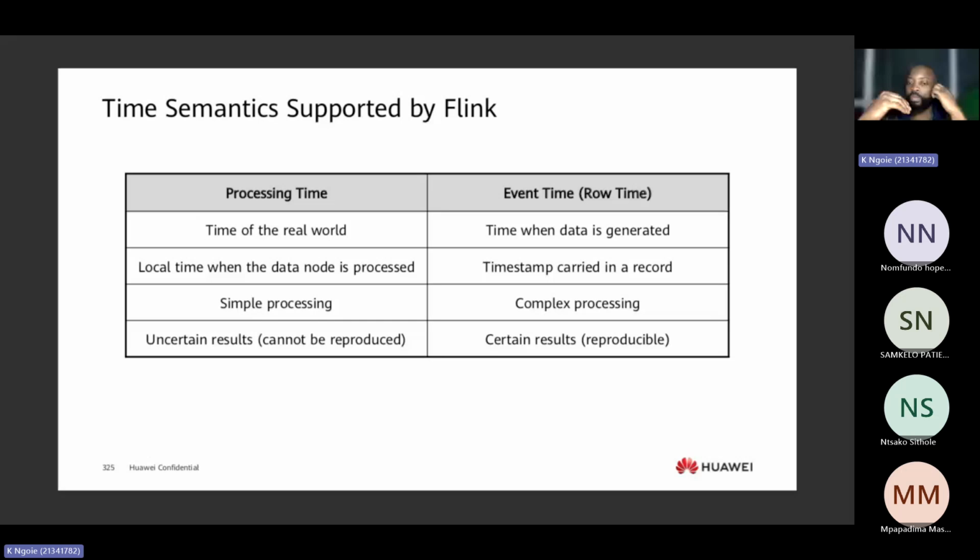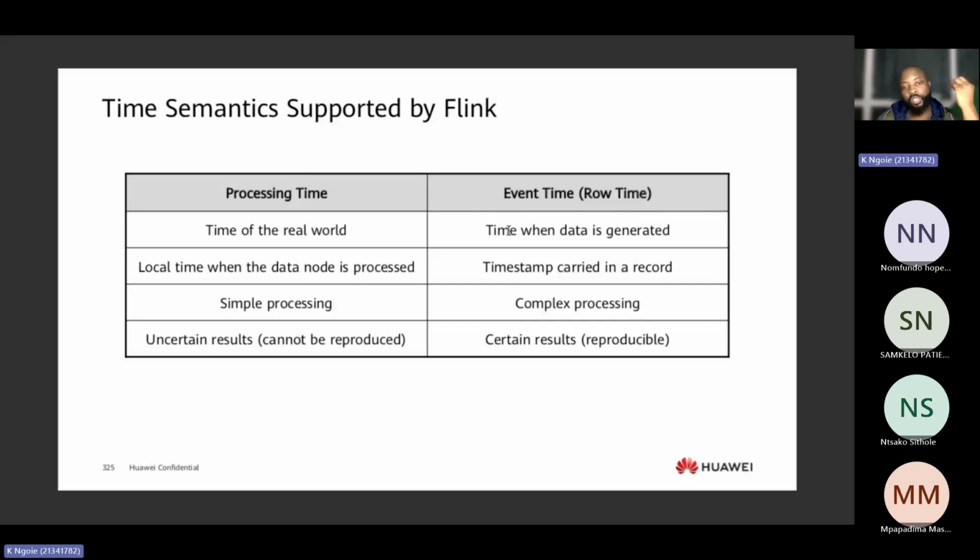So understanding time semantics in Flink is very crucial. Why? Because of stream processing. Events are happening in real time. So in Flink, we have processing time and event time. Event time can also be called raw time.